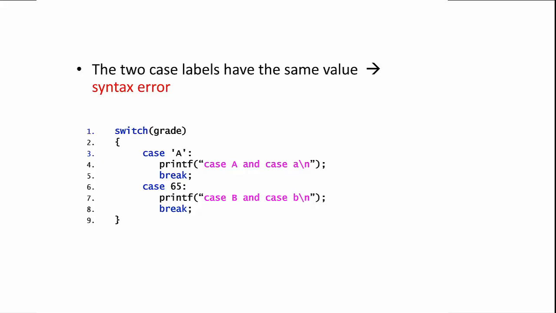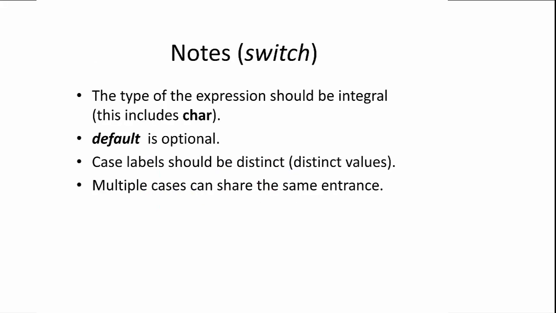Here, well, these are also equivalent. Why are 65 and A capital equivalent? Yeah, so basically my switch is based on the grade. Grade is a character variable. So I can write the character variable as a character or as an int, which is the ASCII representation of the character. 65 is the equivalent ASCII for A capital. So these two are equivalent. In this case, you really get a syntax error. Good.